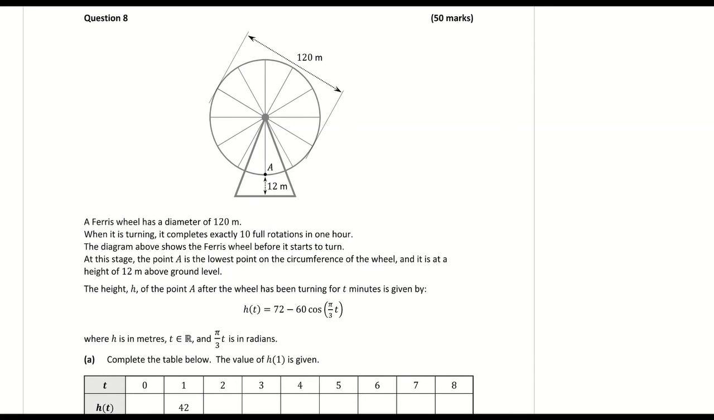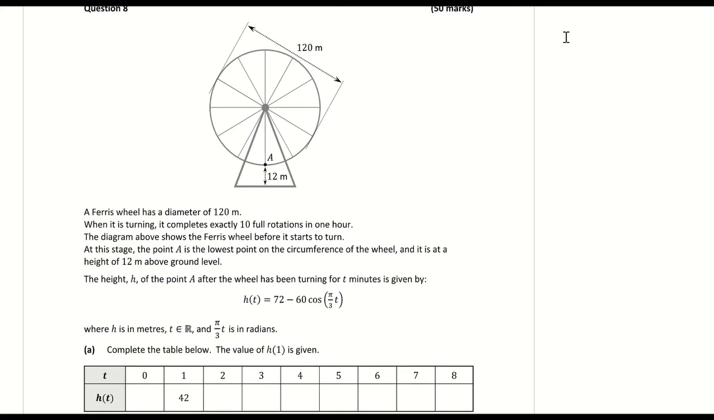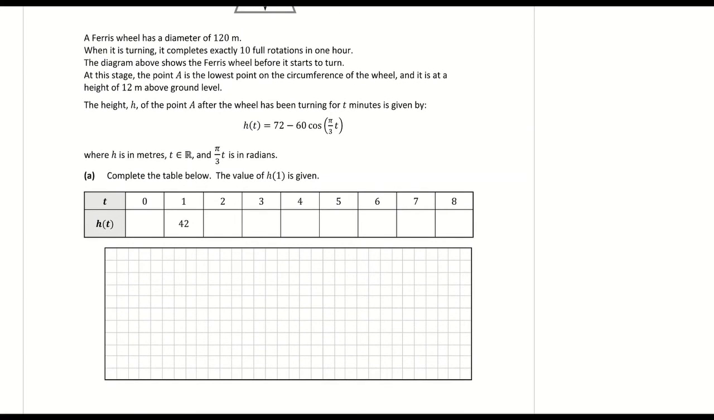Question 8a, complete the table below. The value of h1 is given to us. So basically all we're doing here is subbing our t, our time, into our function h of t. So for instance, let's say we do this one here. So we're finding h of 3, which is equal to taking my function 72 minus 60 times cos of pi t over 3. Just make sure your calculator is in radians for this question, and I'm subbing in 3 for t. So that's basically what I'm putting into my calculator. And for my first value there, for say h of 3, I'm getting 132.